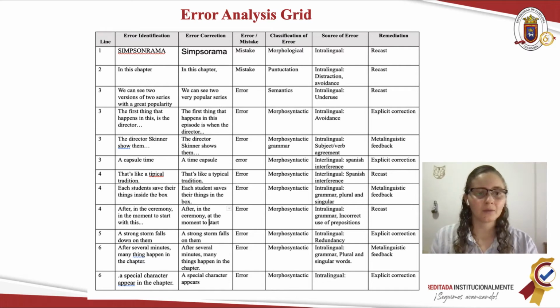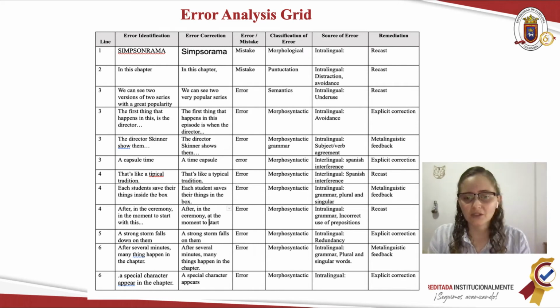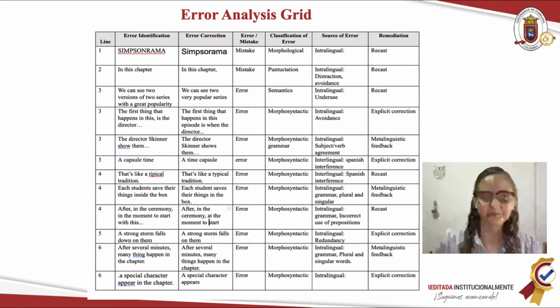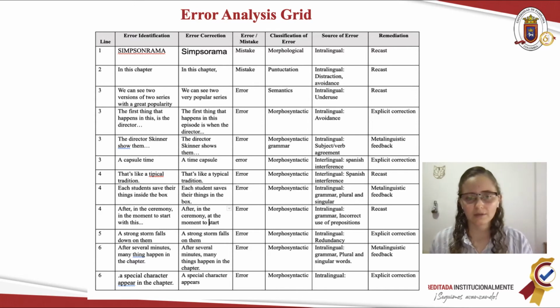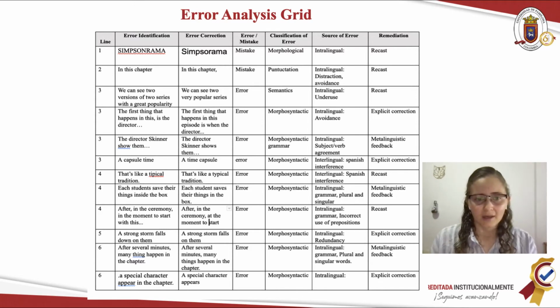The student wrote Sinsorama, and the correction is Sinsorama. It's a mistake. So the classification is going to be morphological because it affects the structure of the word. It's an interlingual. It might be just a distraction. So in the remediation, the recast is going to be just a reformulation of the title. The second one is in this chapter. The error correction is in this chapter with a comma, so it may be a mistake.